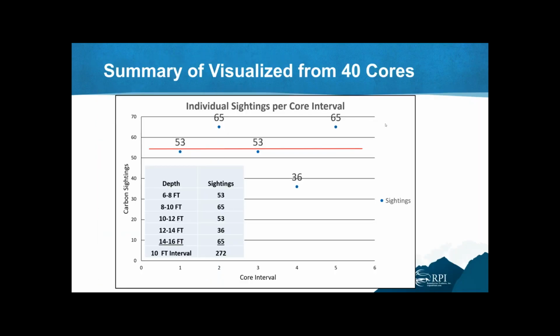Now, this was a site in which we pulled 40 cores. We looked at each of these cores over 2-foot intervals and logged the sightings of carbon. And it wasn't just RPI folks who looked at this. It was also a group of state folks who looked at this. And what we saw was at the 2-foot interval, we had 53 samples out of 273 at 6 to 8 feet.